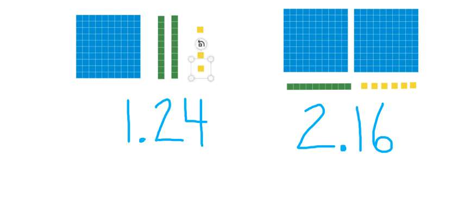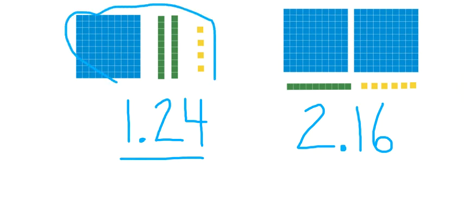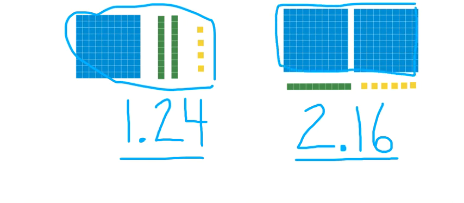So we are going to compare our two decimals, which are 1 and 24 hundredths, which goes along with this picture. And we are going to compare it to 2 and 16 hundredths, which is represented here. So we have our two wholes. The 1 in the tenths place is shown by our tenths bar, and then the 6 in the hundredths place is shown by our 6 hundredth squares.